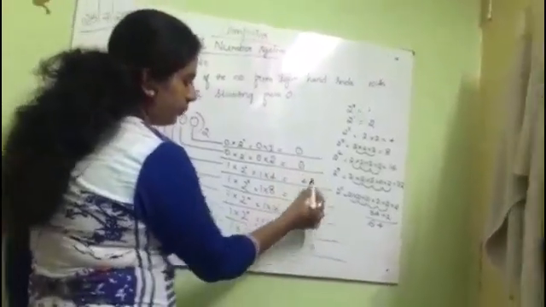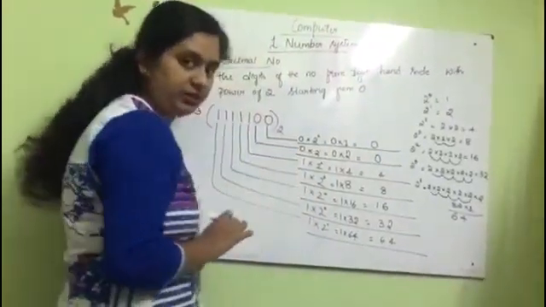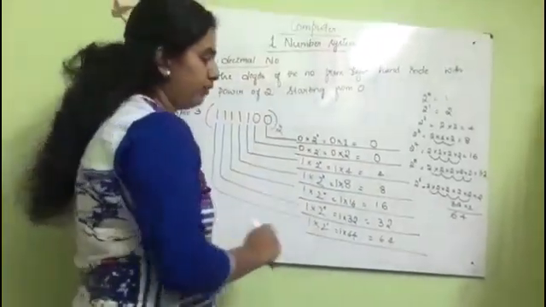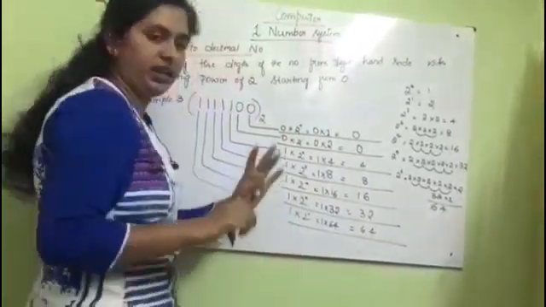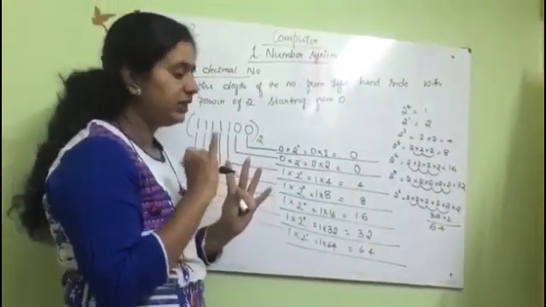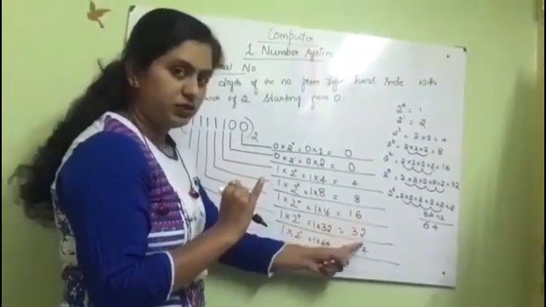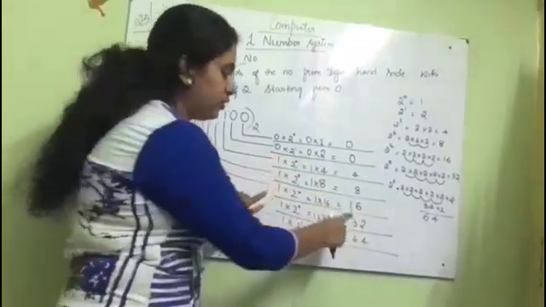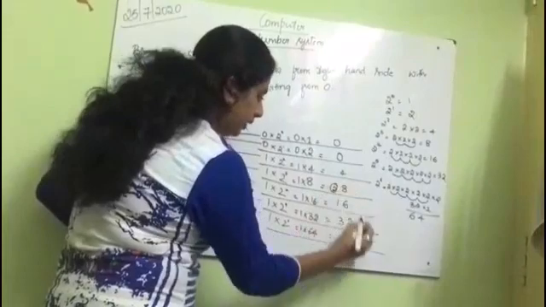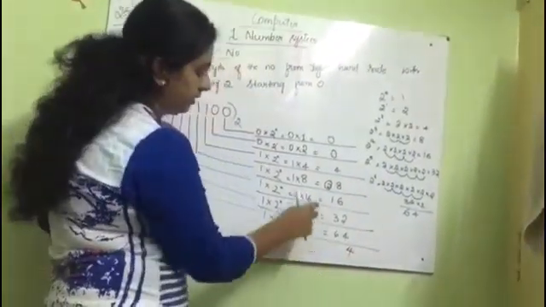0 plus 0, it is 0. 0 plus 4, it is 4. What is 4 plus 8? It's 12. 12 plus 16. See, after 12, 13, 14, 15, 16, 17, 18. 18 plus 2, 19, 20. 20 plus 4, it will be 24. 2 carry and 4. Yes.